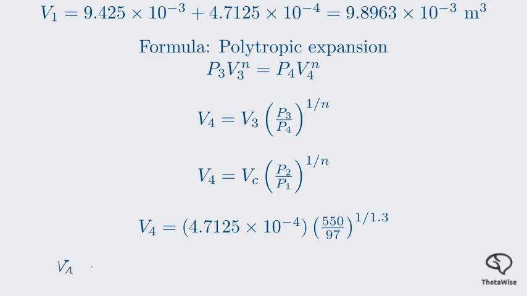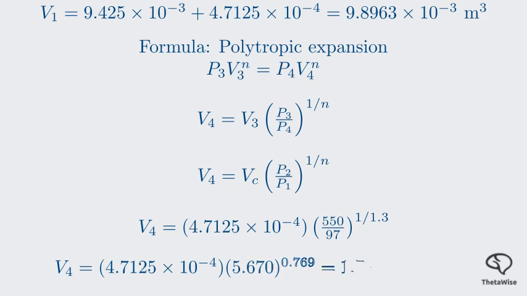Now let's substitute the values. V4 equals our clearance volume times 5.67 to the power of about 0.769. This calculates to approximately 0.001794 cubic meters, which we can write as 1.790 times 10 to the -3 cubic meters. The memo has a slight rounding error here, stating 1.791 times 10 to the -3. Let's use our more precise number for the final answer.